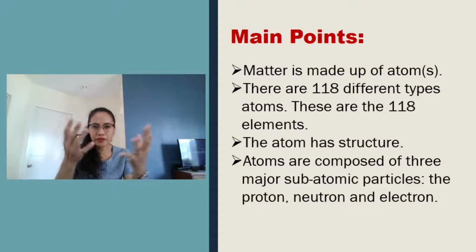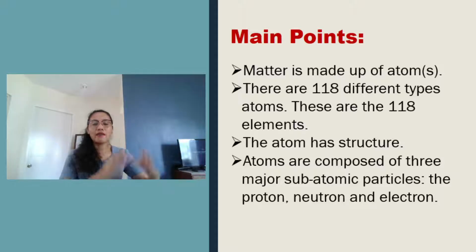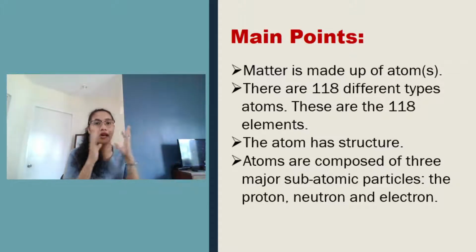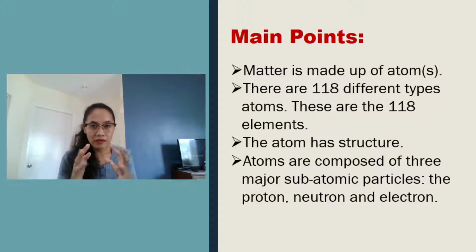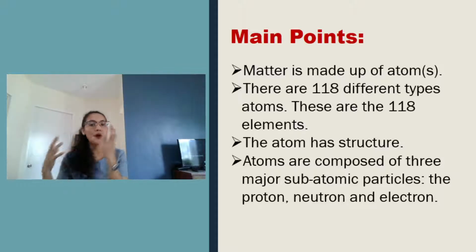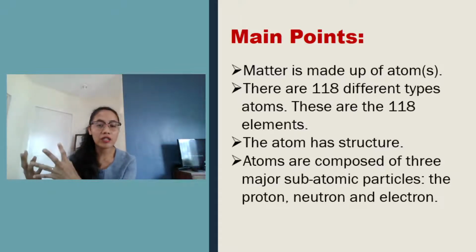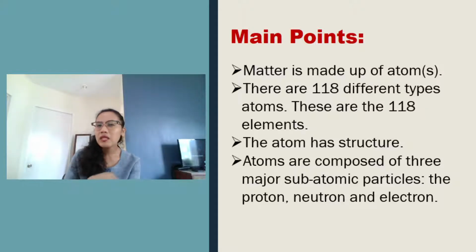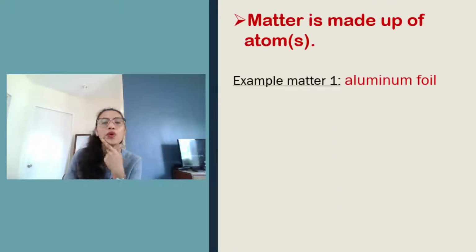So overview for these main points, we have matter. Whatever matter we see is made of atoms, while atoms, a very small entity of matter, still have parts, and these parts are the subatomic particles. We call them proton, neutron, and electron. So let me explain these points one by one. Okay, so let's start with the first point. Matter is made up of atoms.